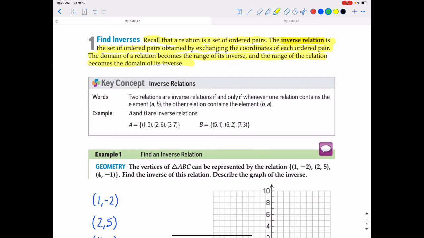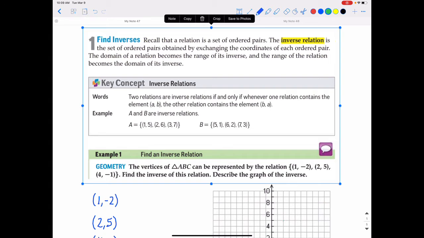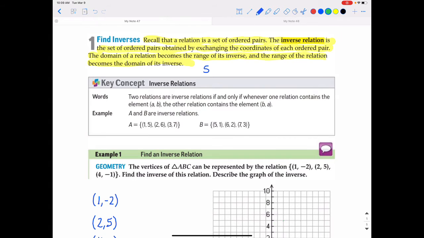of the inverse. So in simpler terms, inverse relation is when you have a relation and you switch the x and the y values. And that means the relation becomes an inverse. So, for example, in the key concept, notice that set A and set B are inverse relations.